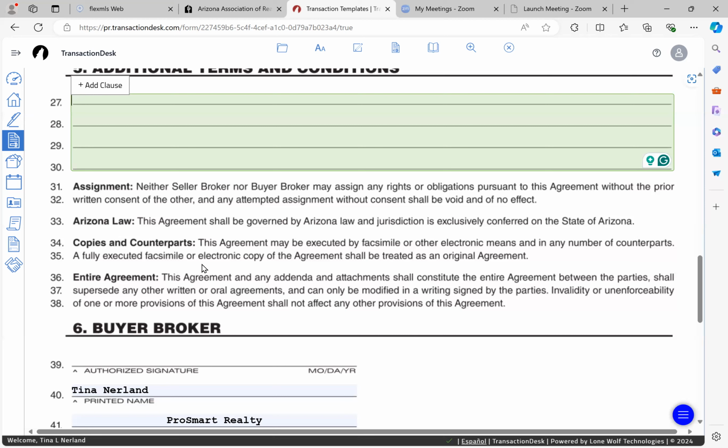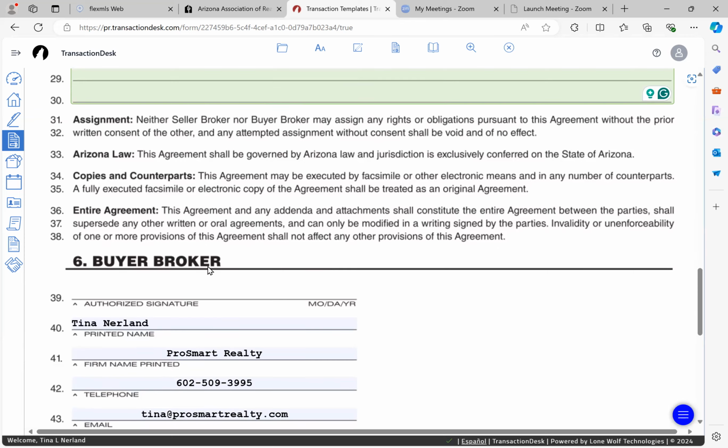Entire agreement: this agreement and any addenda and attachments shall constitute the entire agreement between the parties, shall supersede any other written or oral agreements, and can only be modified in a writing signed by the parties. Invalidity or unenforceability of one or more provisions of this agreement shall not affect any other provisions of this agreement.